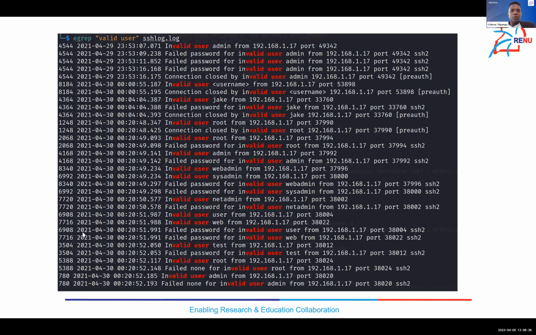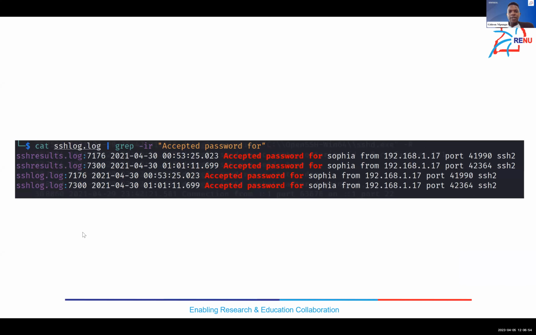Okay, Ismail, thank you for the question. Let's go a bit back. As we previously said, as you can see from the screenshot, we did a small investigation on SSH logs to first identify any people that were trying to gain access to our server. As we saw, people from different IPs were trying to gain access using a number of users, but they were unsuccessful. But then we were able to see if any user was accepted, and we saw that a password was accepted for Sophia from that IP. We know that the IP is not ours, but the user Sophia exists.